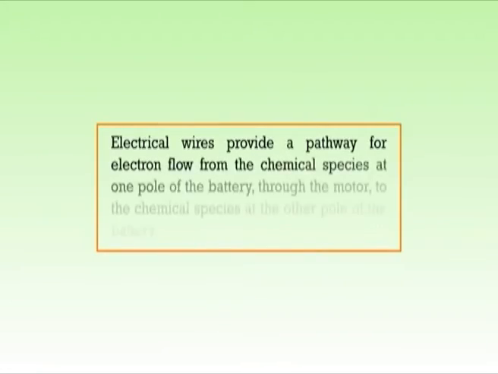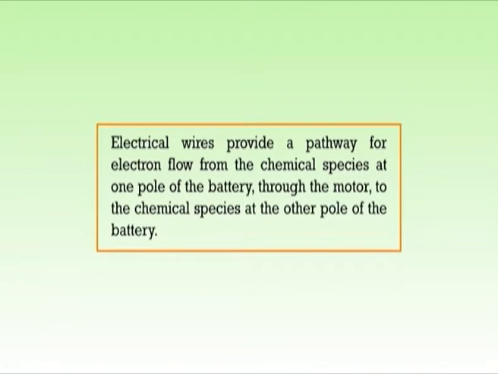Now let's see how the flow of electrons can do biological work. Every time we use a motor, an electric light or heater, or a spark to ignite fuel in a car engine, we use the flow of electrons to accomplish work. In the circuit that powers a motor, the source of electrons can be a battery containing two chemical species that differ in affinity for electrons. Electrical wires provide a pathway for electron flow from the chemical species at one pole of the battery through the motor to the chemical species at the other pole of the battery.